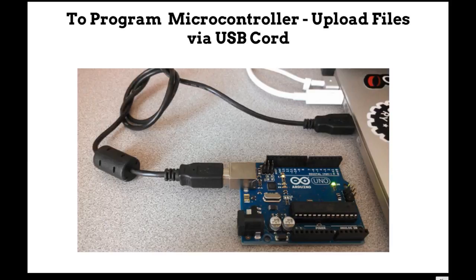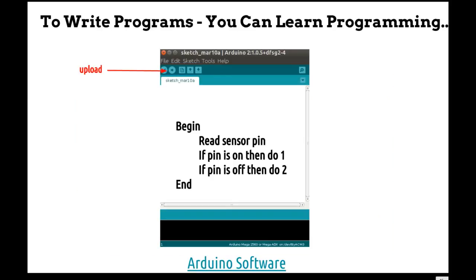To program a microcontroller, it's very simple. You connect to it with a USB cord to your computer, and you can upload a program. Now, how do you do a program? Well, one way is you can learn programming. That's one way, and it's not too complex. You write little programs which essentially are instructions. Things like you begin a program, read a sensor pin. If this pin is activated or gives you a certain value, you do one thing. If another condition arises, you do another thing. And you write that in computer code. It can get tricky. Then you upload it to the computer.